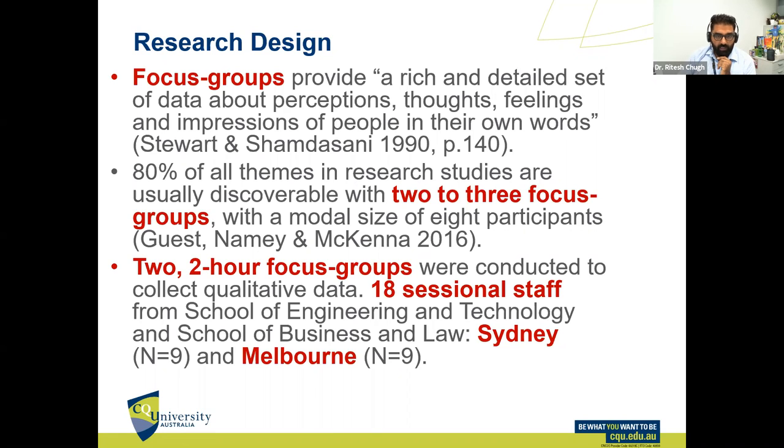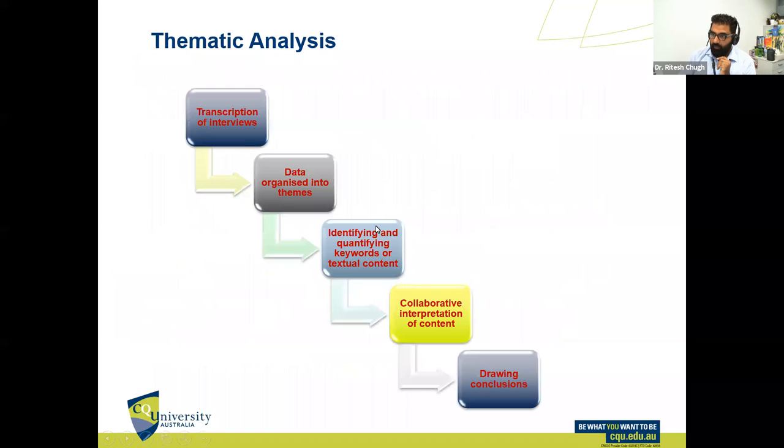After the data was gathered, our analysis was, we adopted a thematic analysis approach. The interviews were transcribed by a third party. We then organized the data into themes that I will discuss. We then looked at the textual content. We then interpreted the content and conclusions were drawn.